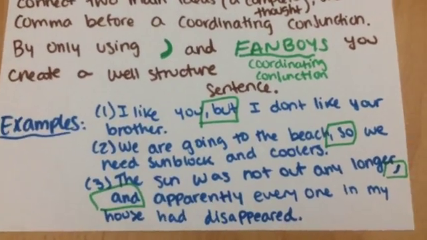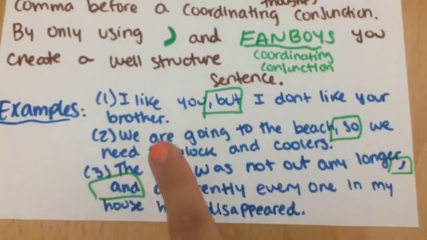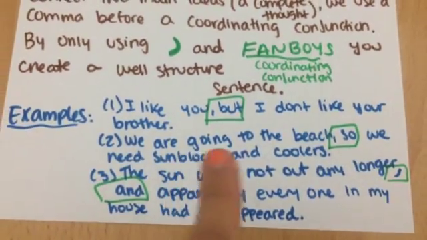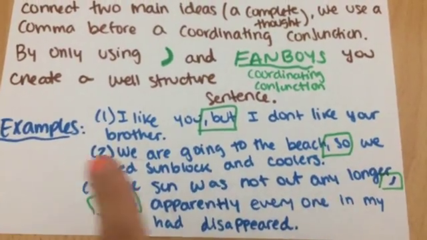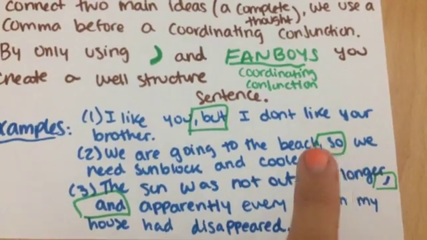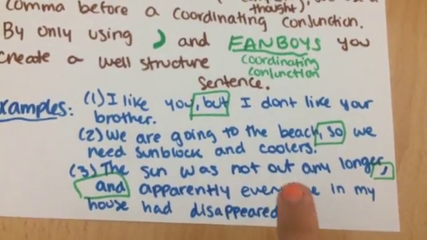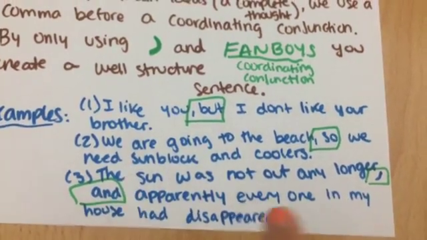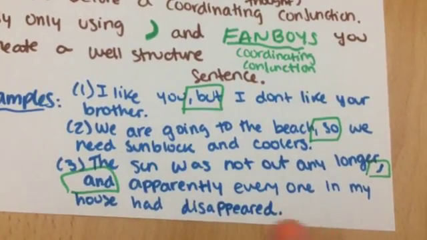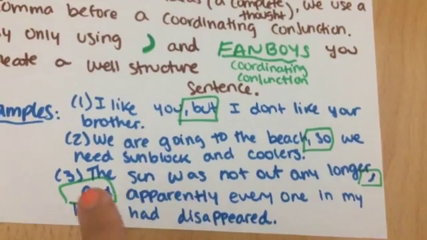For example, I like you, but I don't like your brother. Over here, complete, complete, coordinating conjunction. We are going to the beach, so we need sunblock and coolers. Independent, independent, conjunction. The sun was not out any longer, and apparently everyone in my house had disappeared. Again, independent, independent, and here we have our comma, comma, comma, conjunction.